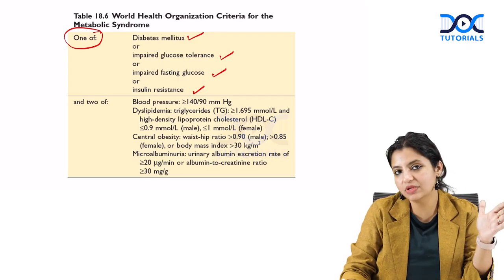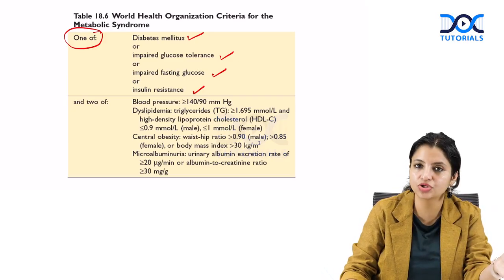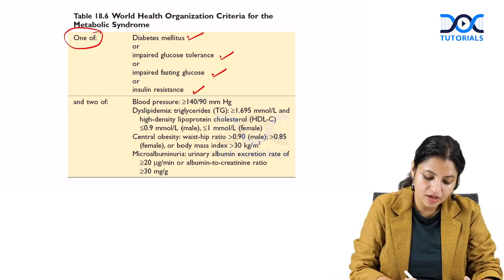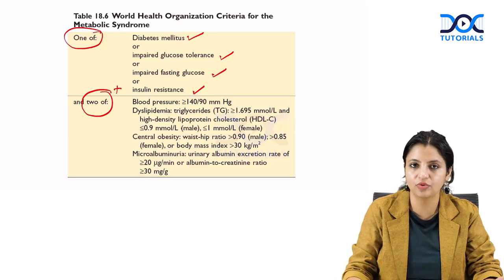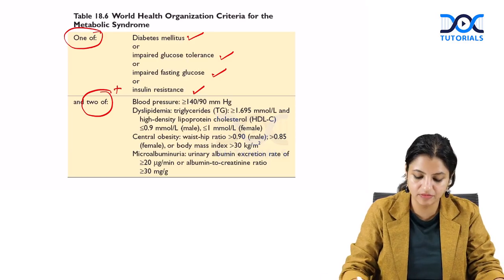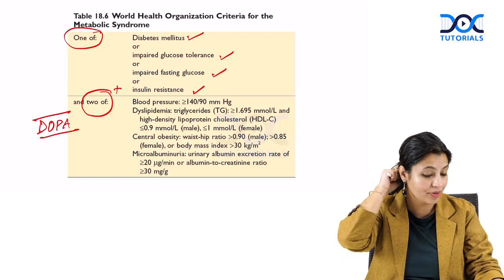Okay, so either he has diabetes, or there's an impaired fasting glucose, or there's an impaired glucose tolerance, or he has insulin resistance. So any one of the following can be there, plus two of the following. So remember what two of the following should be there. It's a very, very simple thing that you should remember. This is DOPA. Okay, so any two of the DOPAs.